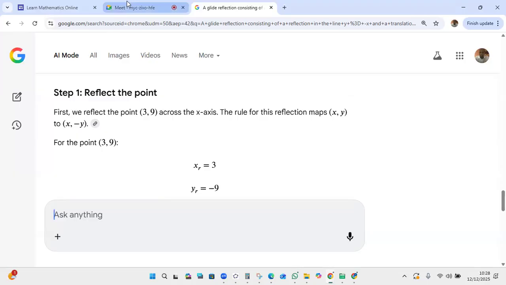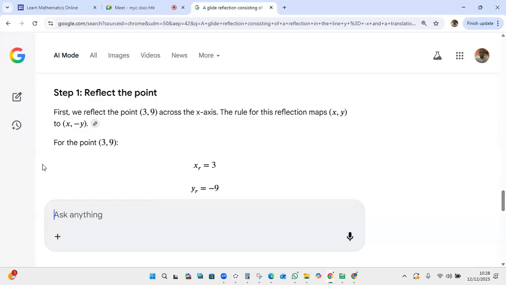Just to recap, we now have 3 rules for reflection. If the line is y = -x, the x and the y switch and their signs change. If it's the line y = x, the x and y just switch. If it's the x-axis, the x remains the same, but the y changes sign.